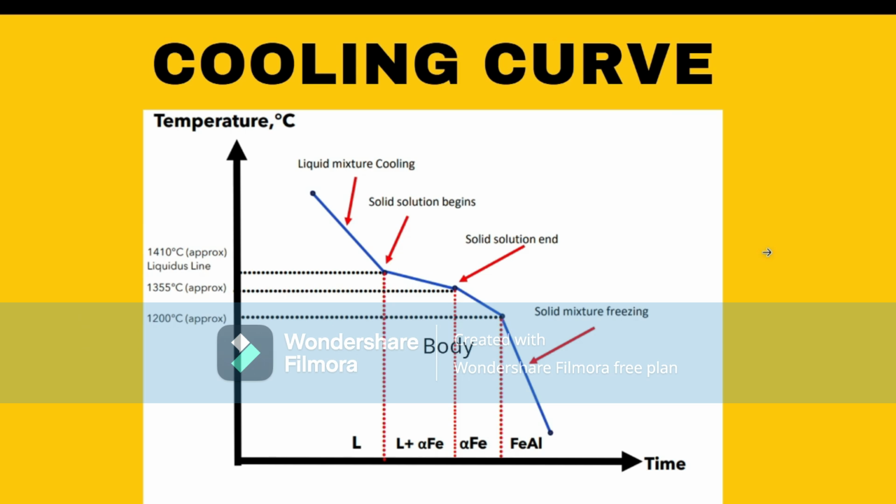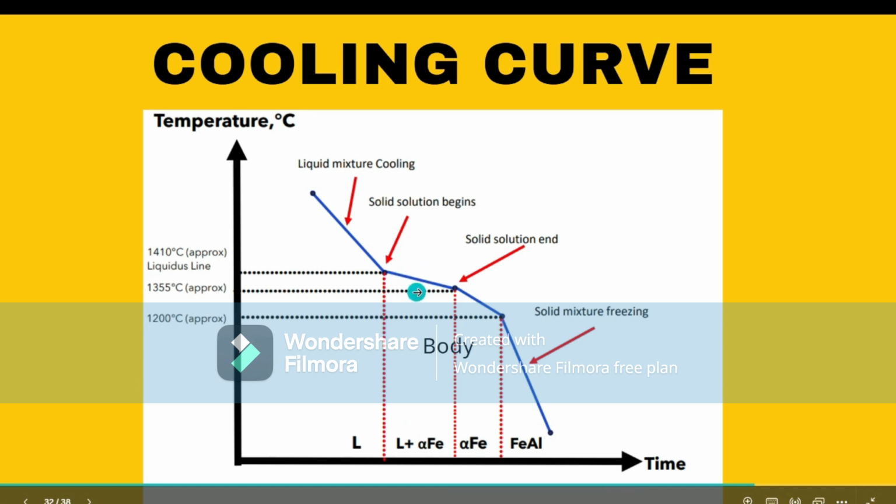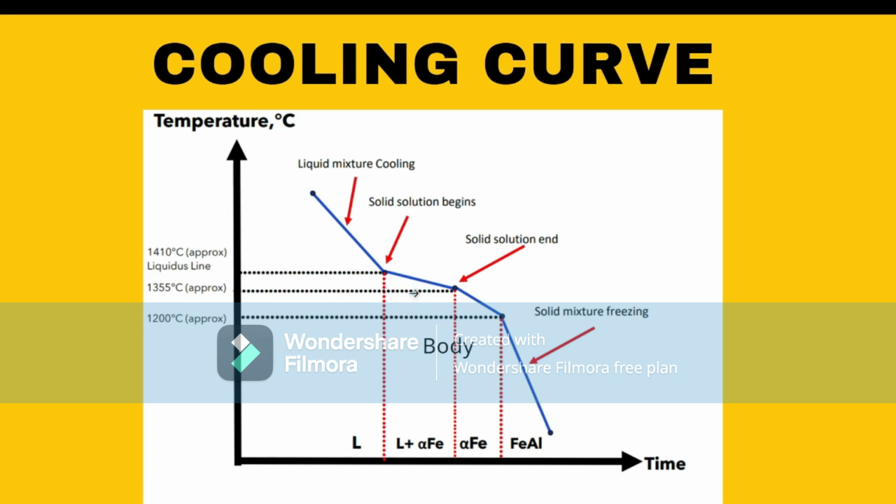Now we come to the cooling curve of the 25% aluminum alloy. Initially, the alloy is in the form of 100% liquid and it will continue to cool down until it reaches the liquidus temperature of 1410 degrees Celsius, and at this moment the solidification of the alloy will start to form. In this phase the microstructure will contain the liquid and the alpha ferrite.